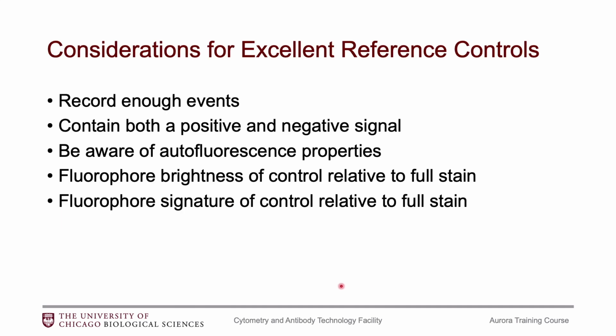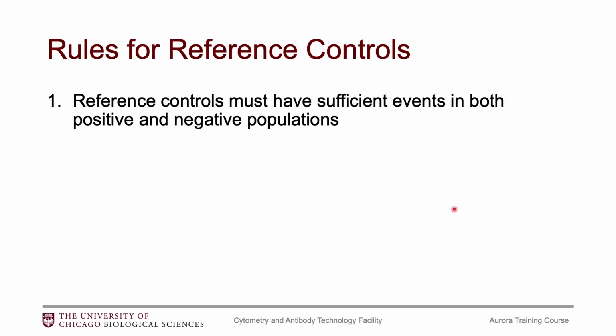Now, I will give you a lot of detail on all 5 rules to produce excellent reference controls, but in general, these 5 rules are going to consider these different factors that I've listed here. So we definitely want to make sure that we're recording enough events for every control, that they contain both a positive as well as a negative signal. We need to be aware of the autofluorescence properties of our reference controls because that factors into how the unmixing is calculated. We need to pay attention to how bright the fluorophore is relative to the full stain. We also need to pay attention to the signature of the fluorophore relative to the full stain. So now I'm going to jump into all of the details for all of these considerations.